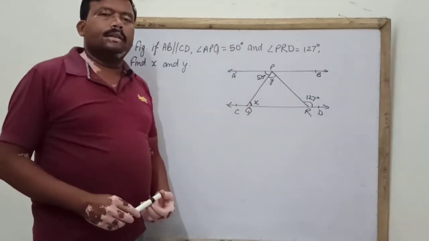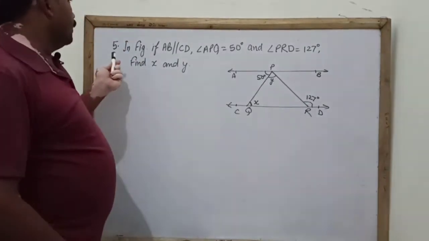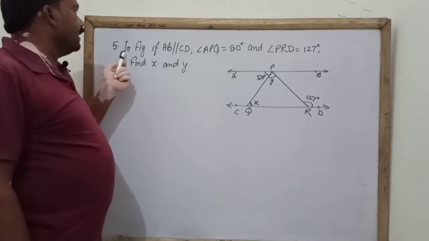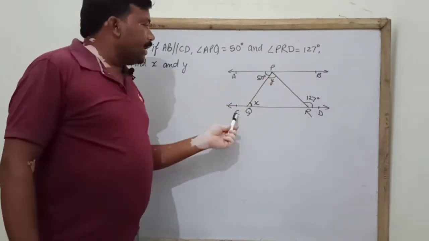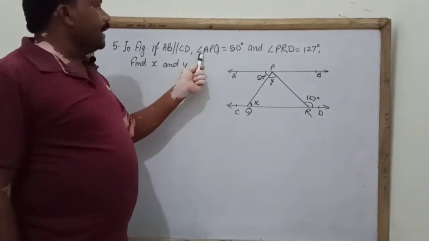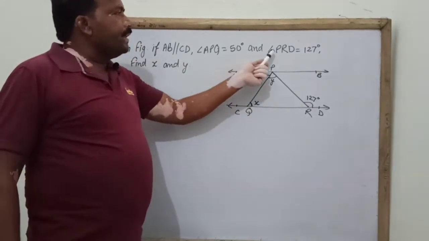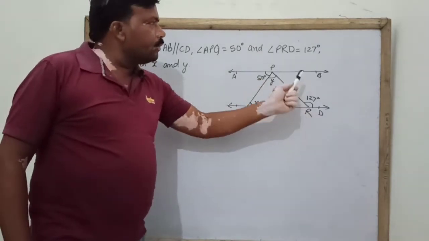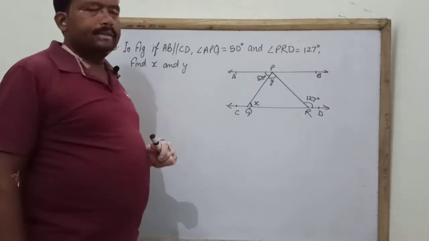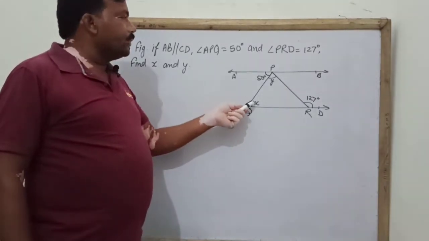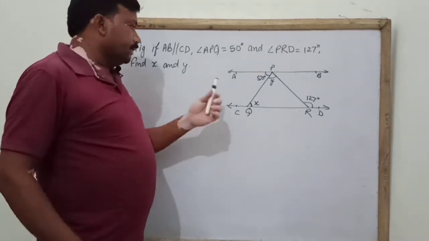Now move to question number 5 of exercise 6.2. This question is saying that in the figure, if AB parallel to CD, and angle APQ equal 50 degree, and angle PRD equal 127 degree, then find x and y. We have to find these two, x and y, these two angles. So how can we find it?